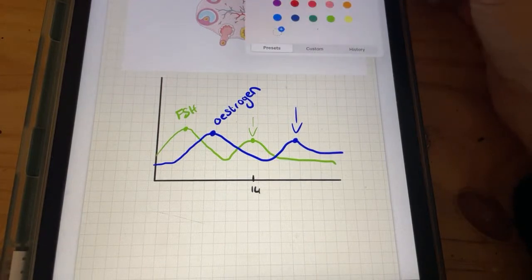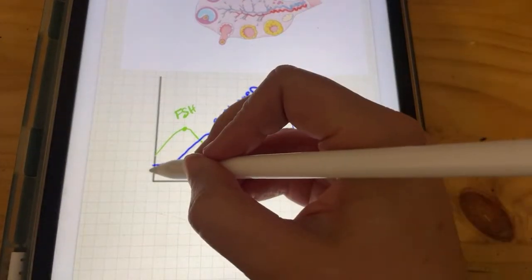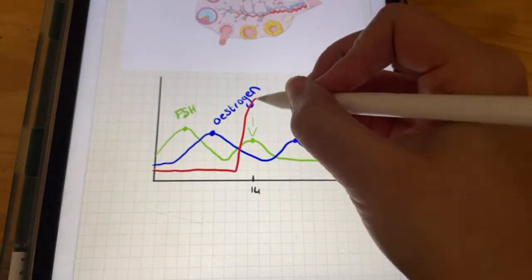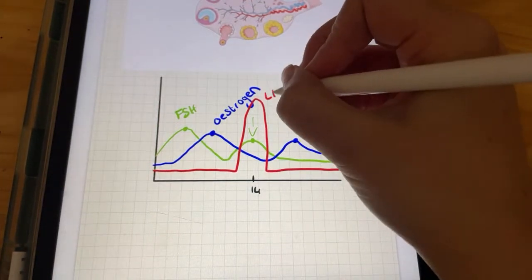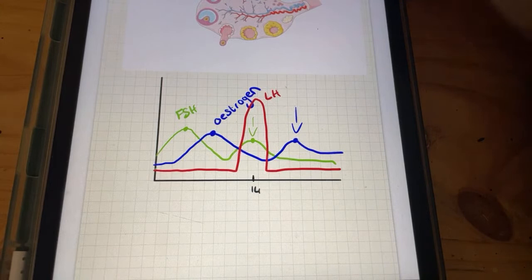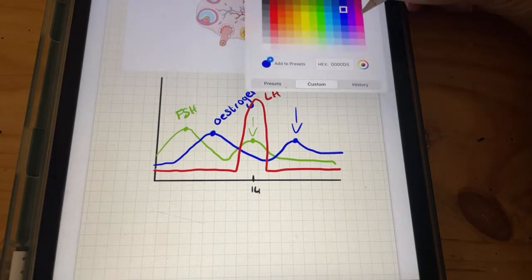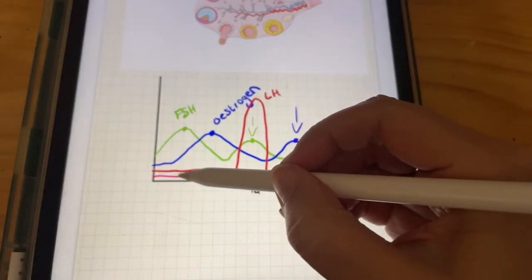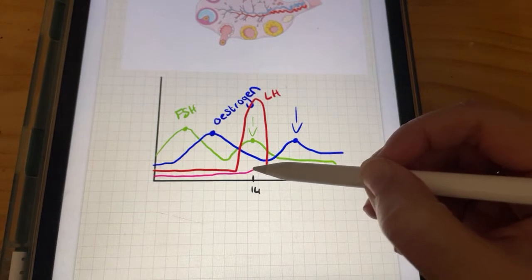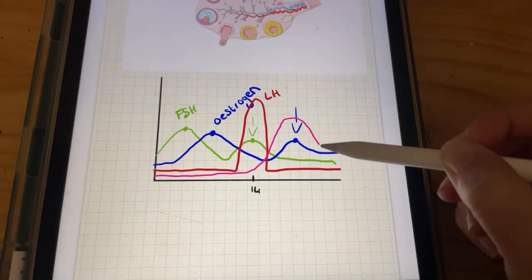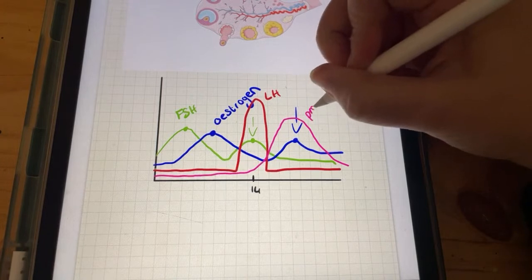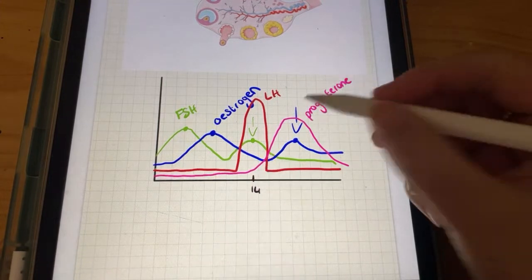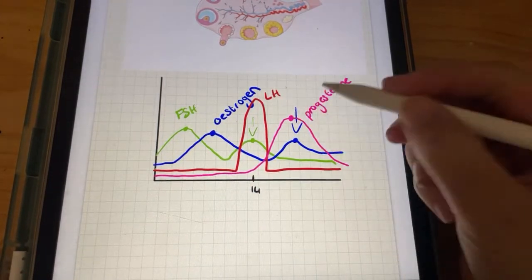Okay, moving on. Let's look at LH. LH is always the easiest hormone because it only peaks once, and that's on day 14. That makes sense because that's the day you ovulate, and that is the hormone responsible for ovulation. And last but not least, progesterone is always a very low hormone, and then after ovulation, it comes up, and then it drops back down again. That's progesterone. Again, it's only a single peak, just like LH only has a single peak.